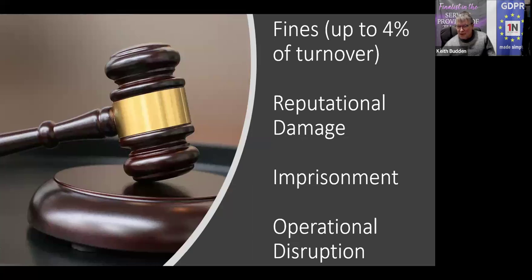And I don't want any of my clients to ever be worried about the fact that they could have a suspended prison sentence. And of course, any breach of GDPR might disrupt your operations, and that has a cost, which probably only you can measure, but it has a cost.